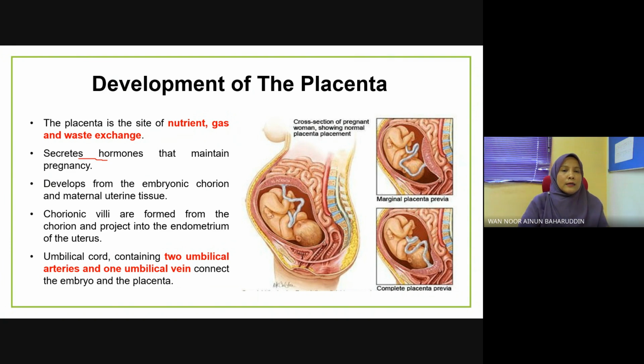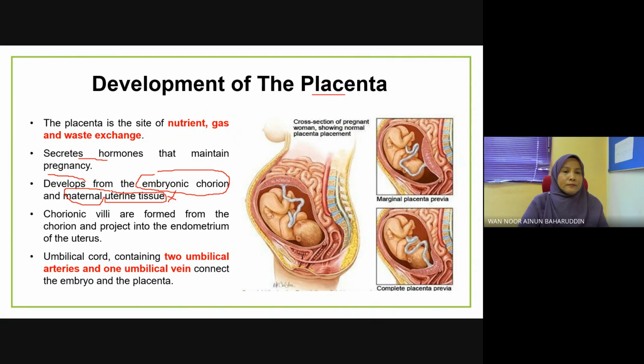So this is the placenta function. And then it can develop from embryonic chorion and maternal uterine tissue. Means there are combination of both. First one from the baby itself, it's from the chorion of the baby, and then second from the uterine tissue, means the lining of the uterus of the mother. So both of these can develop placenta. So chorionic villi are formed from chorion and project into endometrium of the uterus.